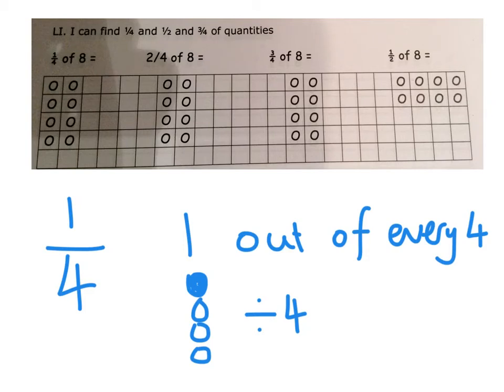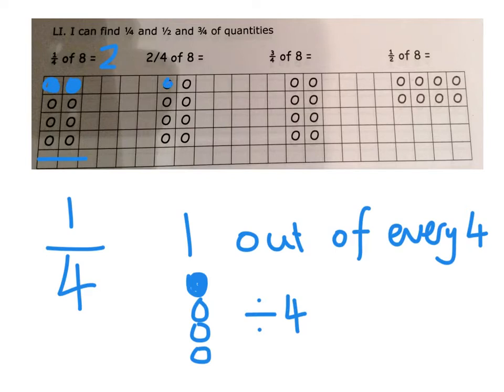Okay, so let's look at these questions to find a quarter of 8. If you set up your 8 circles, as I've done here, you can see I've got them in columns of 4, and we're looking at 1 out of every 4. So 1/4 of 8, as you can see, equals 2.